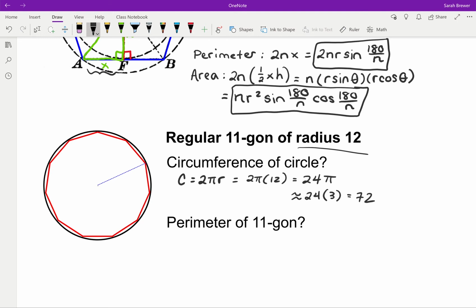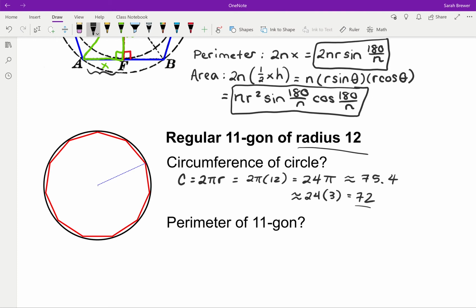Or we could plug 24 pi into our calculator and get a more precise answer, 75.4, say. Okay, so 72 is a pretty good approximation. And we should actually expect the perimeter of our regular 11-gon to be a little bit smaller than the circumference of the circle, since it is inscribed inside the circle. So that 72 that we got is actually probably a pretty good estimate.